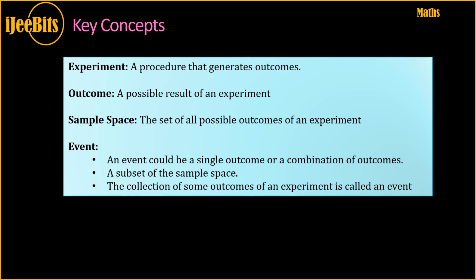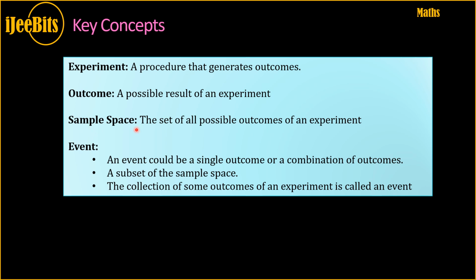A few keywords that we are going to use frequently, so let's go through them. First one is experiment. A procedure that generates an outcome is nothing but an experiment, like tossing a coin, for getting an outcome. Outcome can be head or tail. That is called an experiment. Outcome means a result of an experiment. A possible result of an experiment is known as an outcome. In our case, head is an outcome, tail is an outcome from our trials. Trials means experiments.